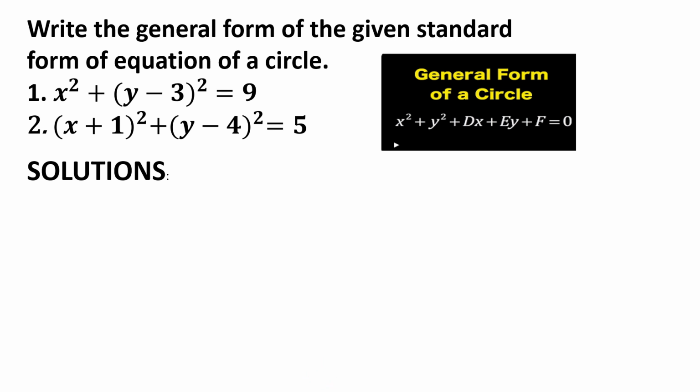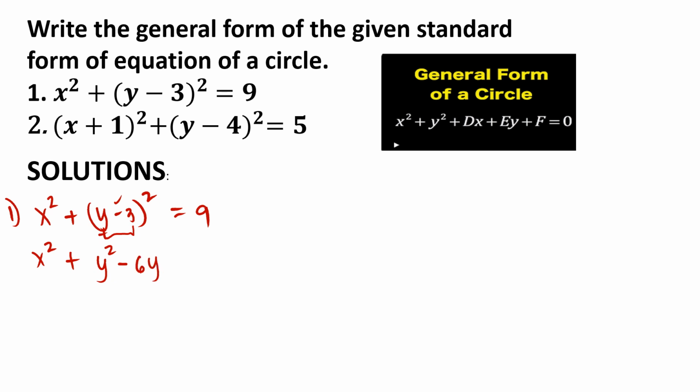Okay, so number one, we are going to express x squared plus (y minus 3) to the power of 2 is equal to 9. For x squared, it will be rewritten. The (y minus 3) squared will be expanded using special product. So we are going to square the y, then minus, the product of 3 and y times 2, and that gives us 6y, and then we square this 3, and it's 9, and is equal to 9.